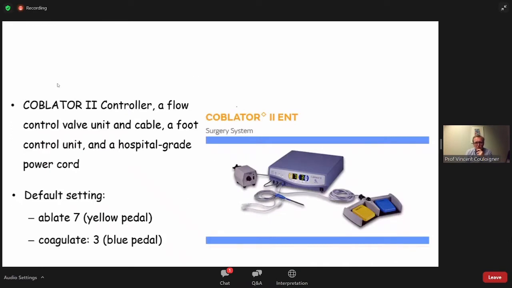There is also a Coblation controller that you can see here on the right part of the slide. The classical one is the Coblation 2 controller. You also have a flow control valve unit and a cable, as well as a foot control unit. The blue pedal corresponds to the coagulation and the yellow pedal to the ablation. As I already told you, the default setting is 7 for ablation and 3 for coagulation.